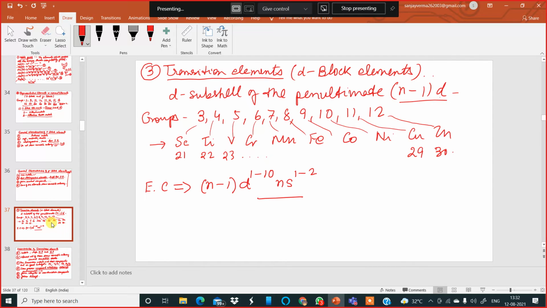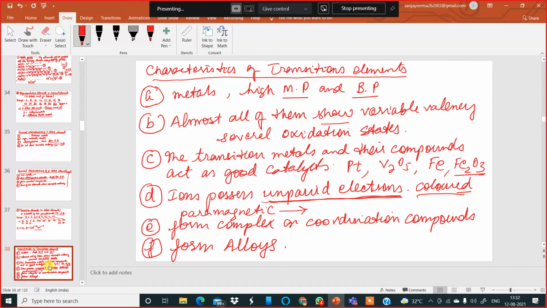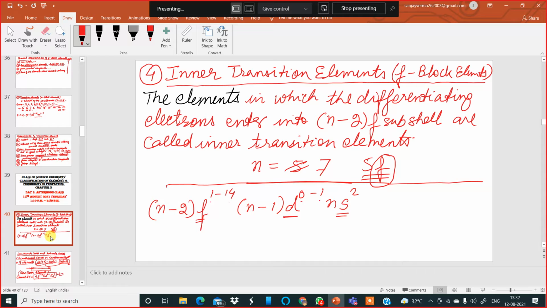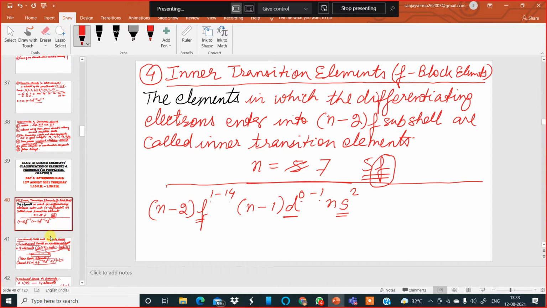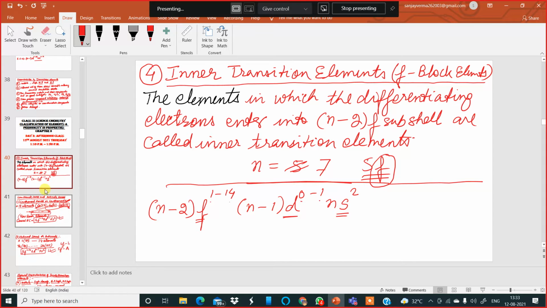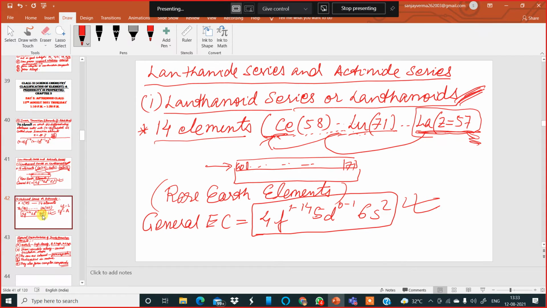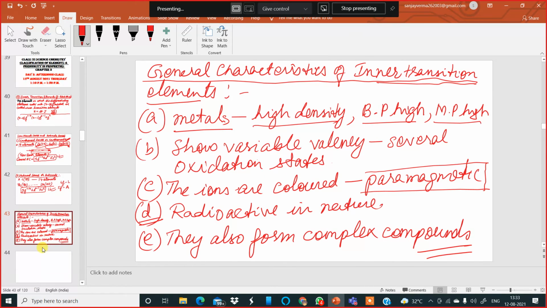Then we learned about the transition elements, the D block elements. We went through the general characteristics of transition elements, that is the D block elements. And now in the afternoon class, I've explained to you very nicely the inner transition elements, the first series, the lanthanoids and the actinoids. The lanthanide series and actinide series are explained, containing 14 elements each.